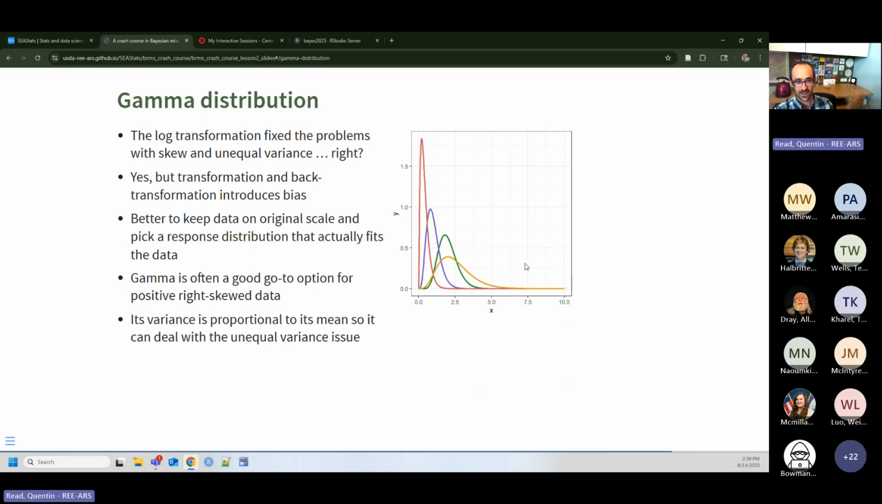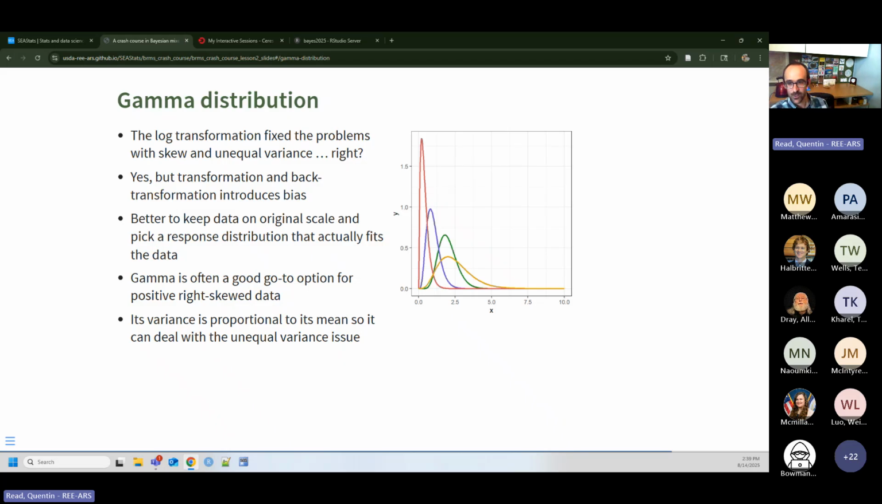So that works well. Also, its variance is proportional to its mean, right? The red one has a low mean and a low variance. The yellow and green ones have a higher mean, so they have higher variance. So actually it's perfect, because not only can it be skewed, it can also account for that relationship between the mean and the variance that we saw when we plotted the box plots, where the lower ones had both a low mean and a low variance, and the other ones had a high mean and a high variance.